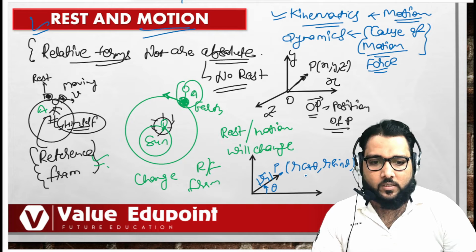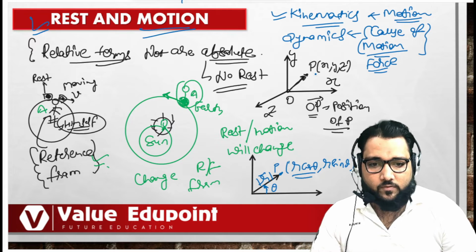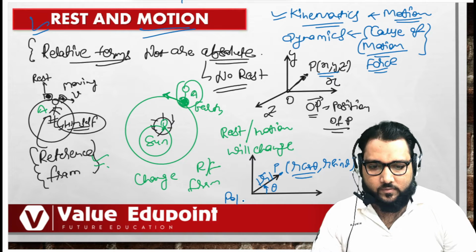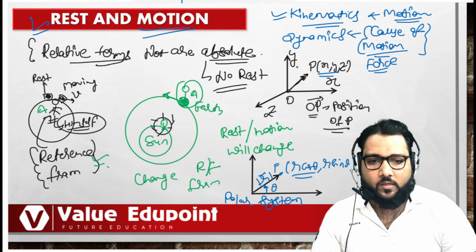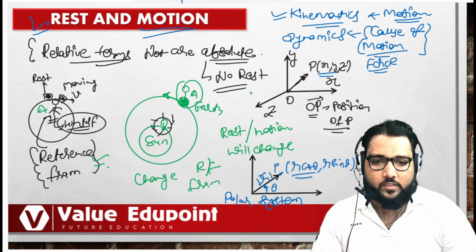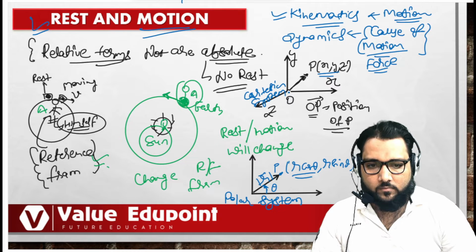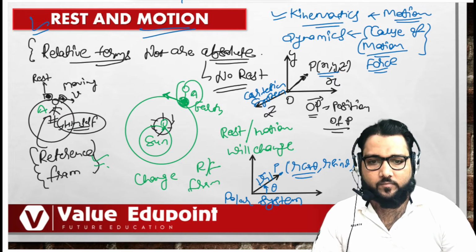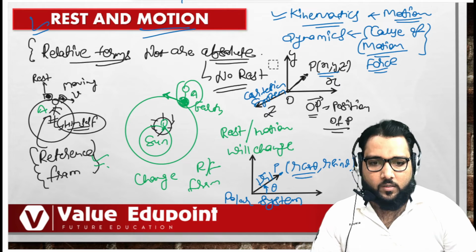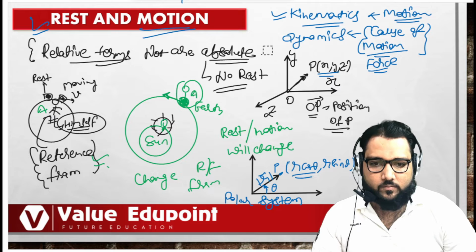Is it okay, guys? We can relate these coordinates to x, y, z also. So this is our polar system. Later on we will discuss it. And this, guys, is our Cartesian system. Is it okay? This is our Cartesian system.